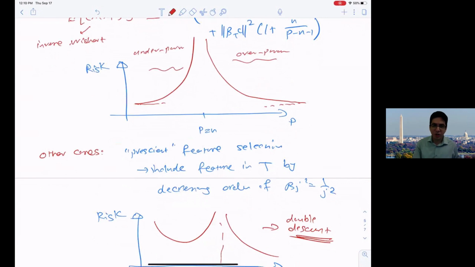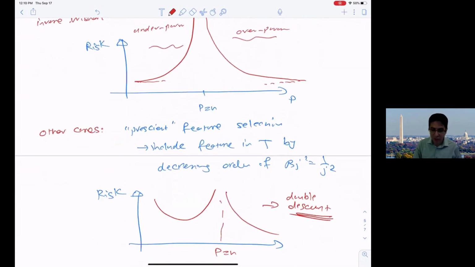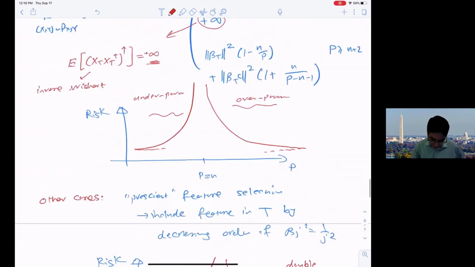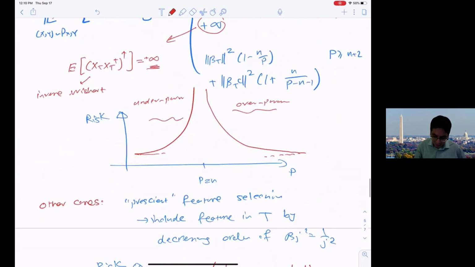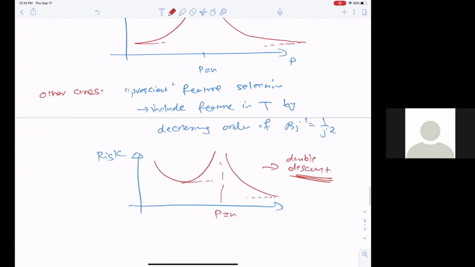Yes. In general, it is the case that the minima that you achieve in the overparameterized regime, in both cases, are smaller than this minimum. You can analyze under which conditions, what is the norm of beta star that achieves this, but that's typically the case in these cases.